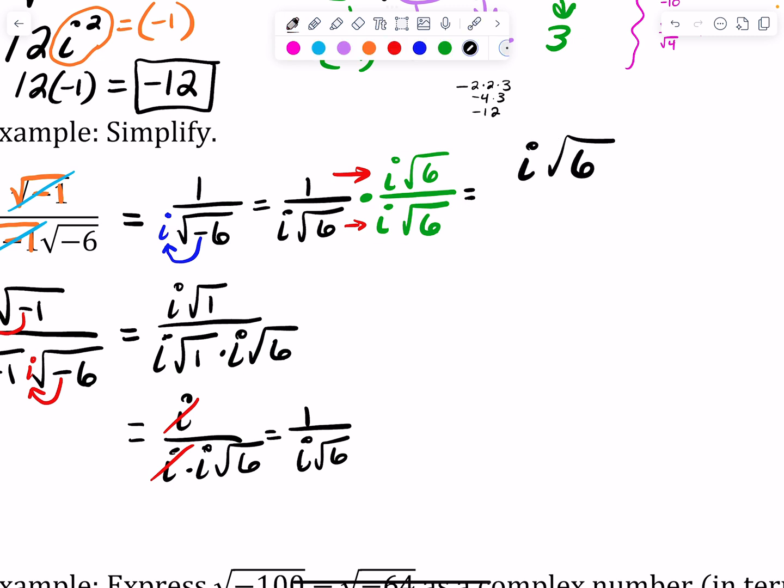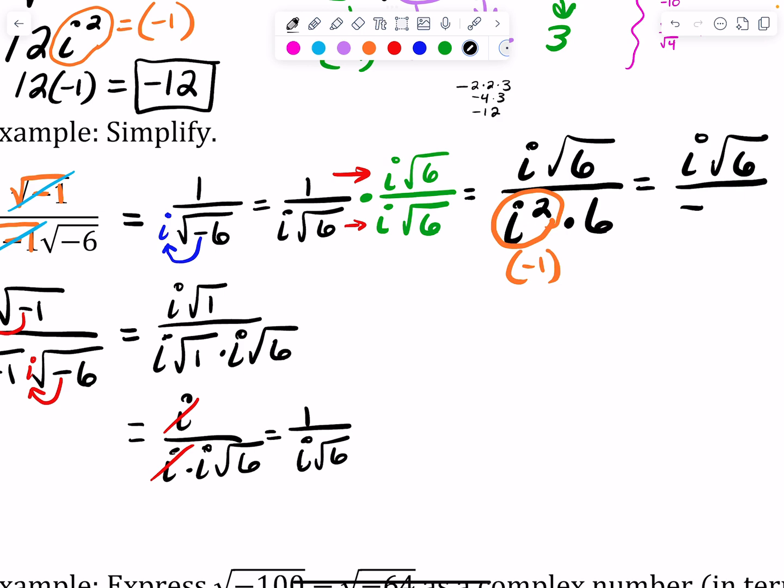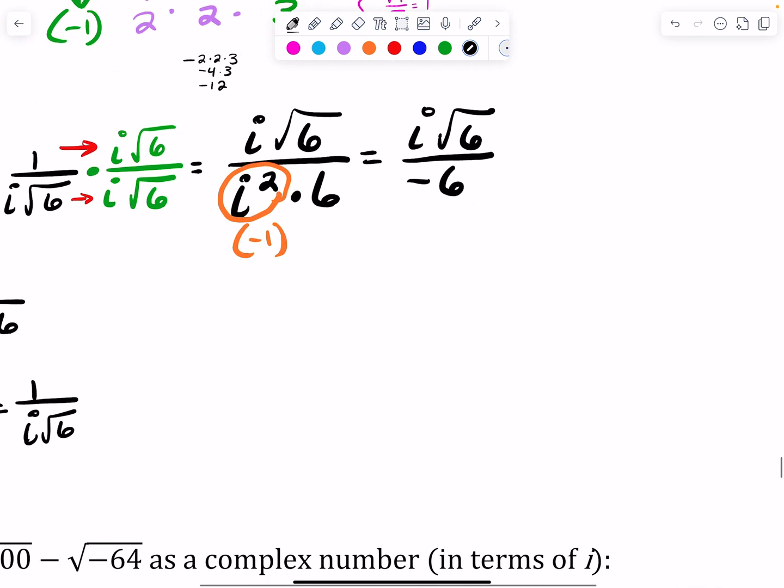So we've got I root 6 on the top, and on bottom we have I times I, which gives us I squared, and then we have root 6 times root 6, which just equals 6 without the radical. So now we can take this I squared and we can replace it with -1. So we get I square root of 6 over -6. And that's going to be the same as negative I root 6 over 6 with the negative on the bottom or in front in the middle.